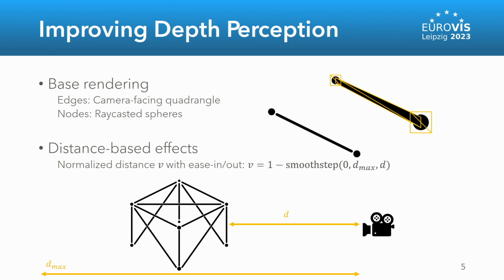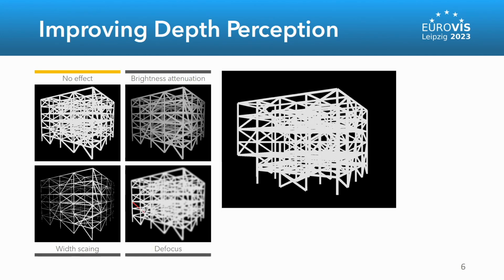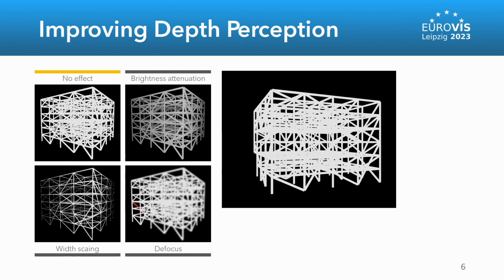The first couple of rendering effects for improving depth perception that we will discuss are based on distance to the virtual camera or distance to a user-defined point of reference on the structure. To ease this effect in and out, we use a normalized distance value as it is defined here, which uses a user-defined maximum distance. Let's first take a look at the base rendering of an example structure without any effects.